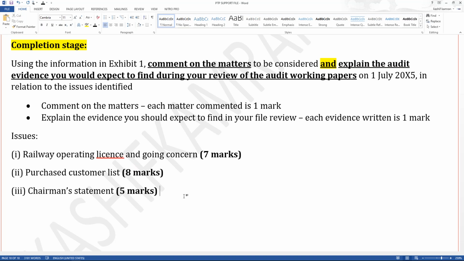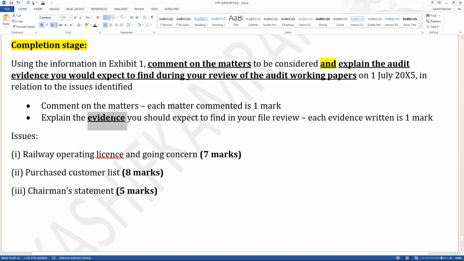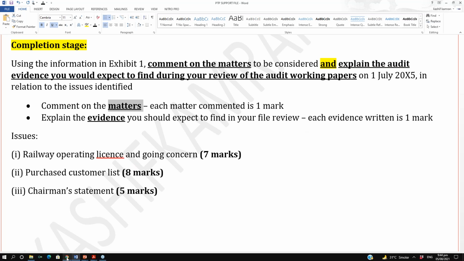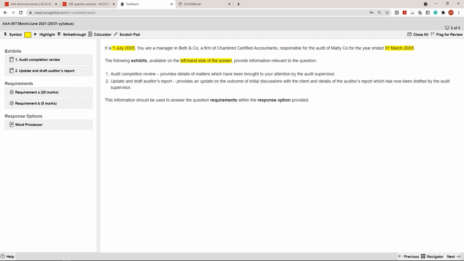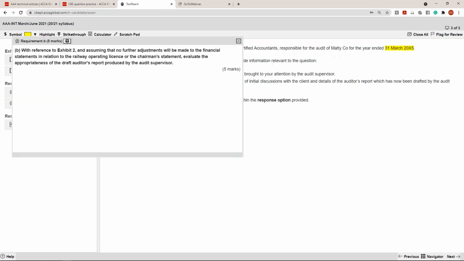Before I drill and tell you what comment on matters exactly means, and before I tell you what exactly evidence means, there are 2 terminologies to address. And I think I did touch upon comment on the matters yesterday, right? Okay, now come to the second requirement. Back to the practice platform. Now, can you see the second requirement on your screen for 5 marks?